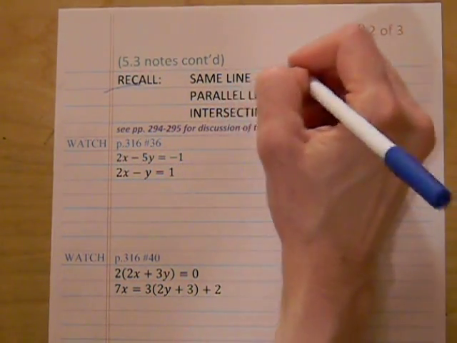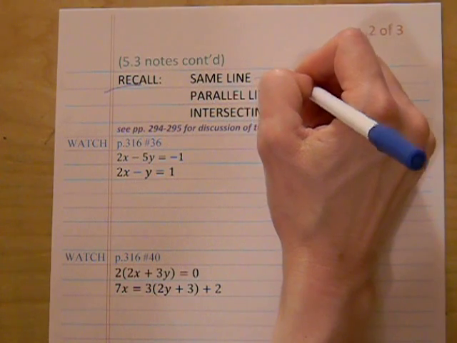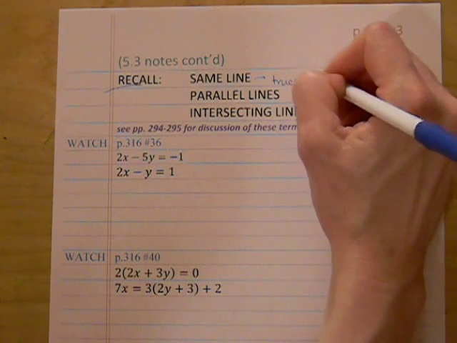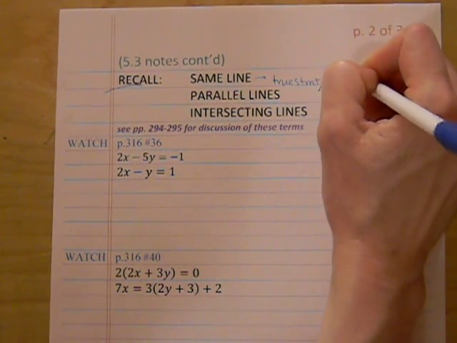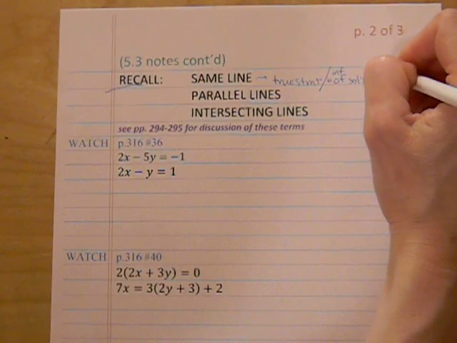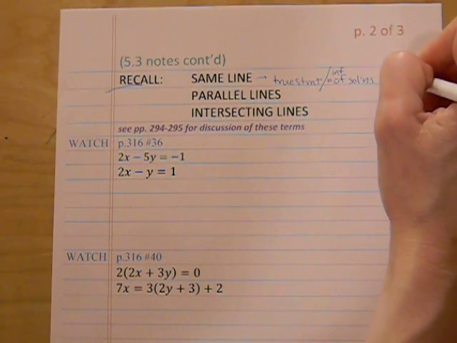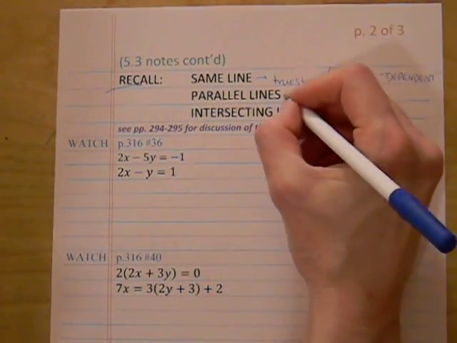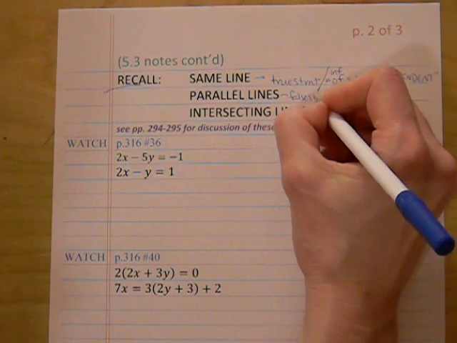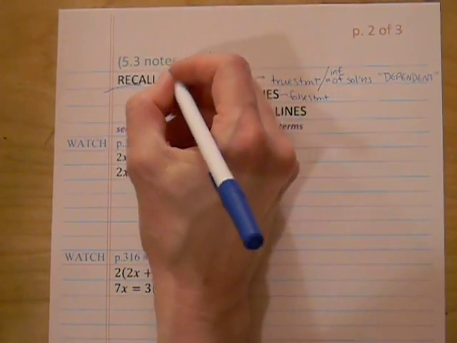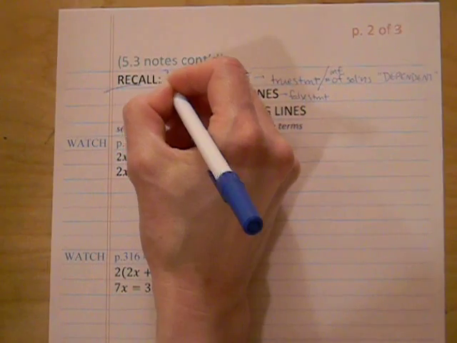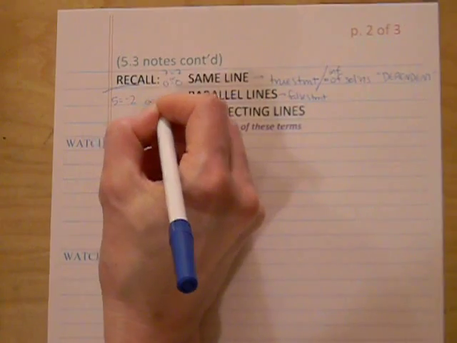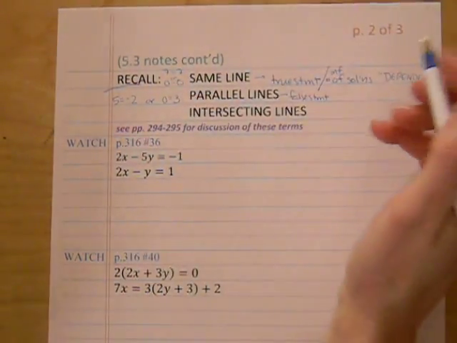The same line means that you end up with a true statement as you are solving, and it's a situation where you can say there's an infinite number of solutions, and it has the fancy vocabulary of being called a dependent system. Parallel lines is when you're solving and you get a false statement. An example of a true statement for a same line would be like 7 equals 7 or 0 equals 0. For parallel lines, a false statement might be 5 equals negative 2 or 0 equals 3.